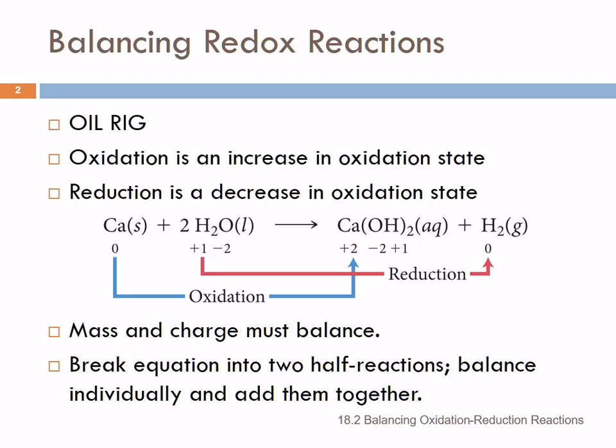You have to have oxidation and reduction occurring together. If one thing is losing electrons, another must be gaining, and vice versa. When we balance an equation, the mass must balance and the charge must balance. Oxidation-reduction reactions can be almost impossible to balance by inspection, and so we use a different method. We break the equation into two half reactions, one for the oxidation, one for the reduction. We balance those individually and then add them back together.